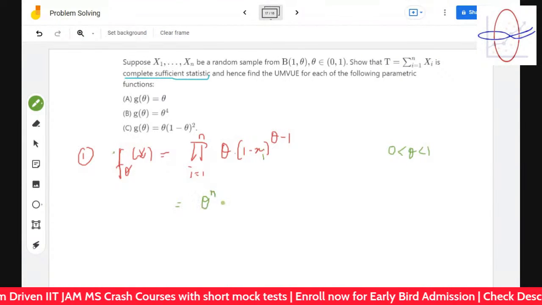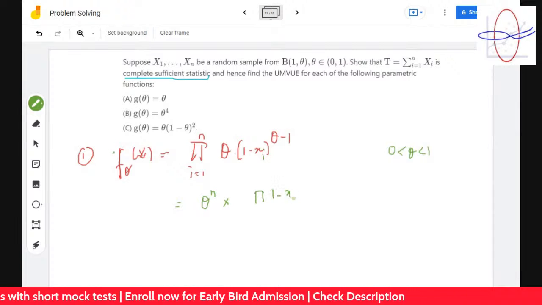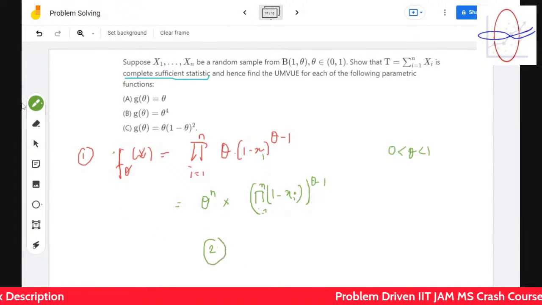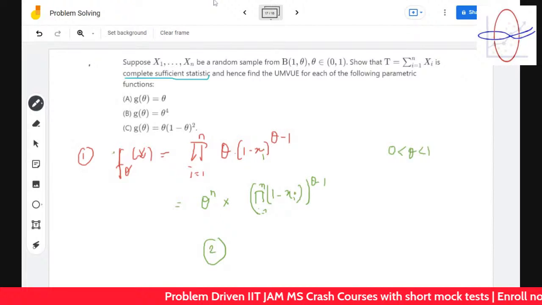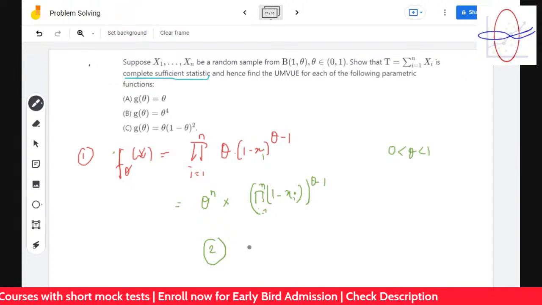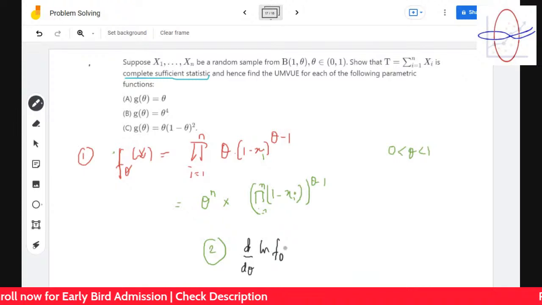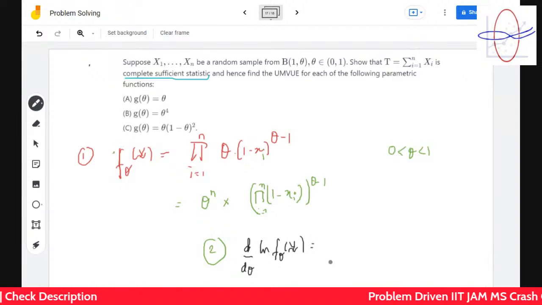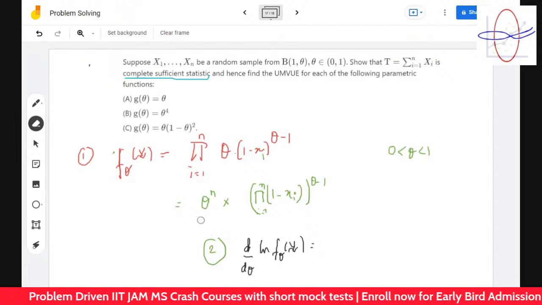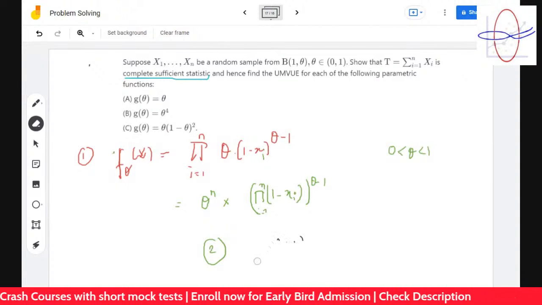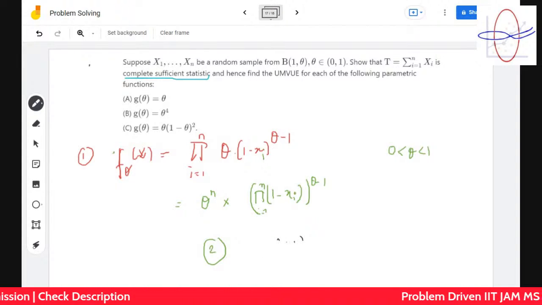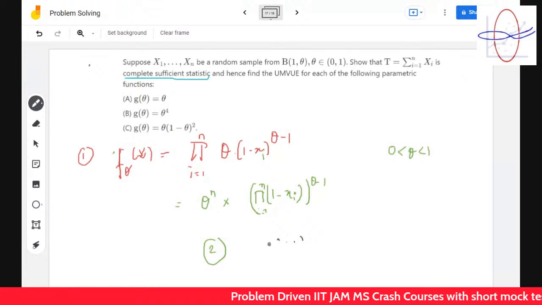So if you have found the product, it's theta to the power n times the product of (1 minus xi) whole to the power theta minus 1. Take the del theta of the log of this, so you get... oh no, wait. So this is a complete sufficient statistic. Let's show that, from first principles. Sufficiency is easy to show.